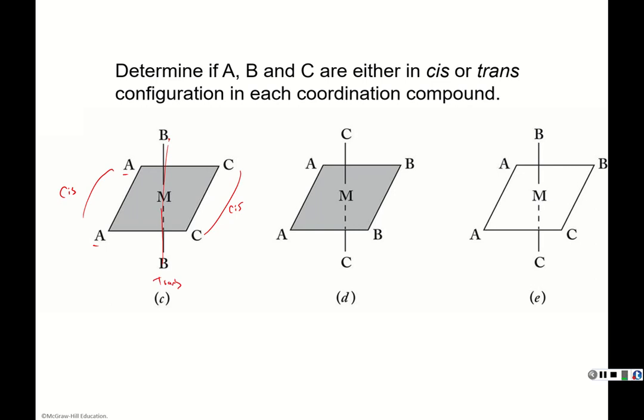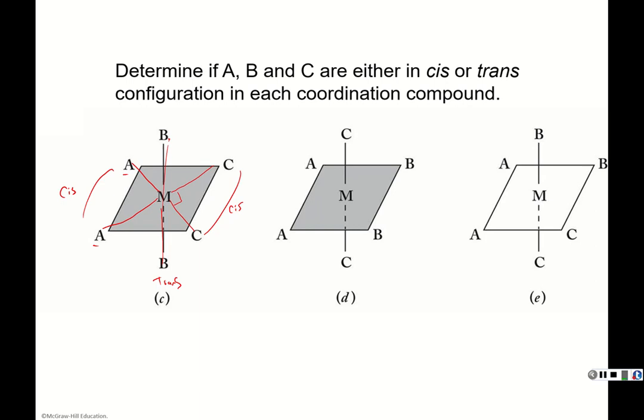I guess the other way you can think about it is, this might be a little bit confusing because there's a square there, but these are actually where the bonds were. If C is bonded right next to another C, 90 degrees apart, that would be cis. If they're 180 degrees apart, that would be trans.